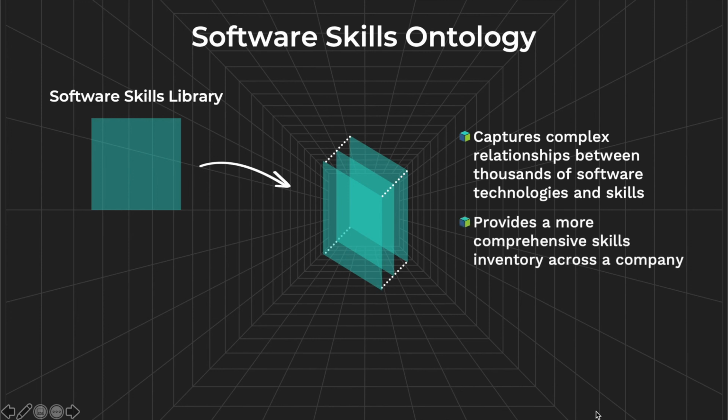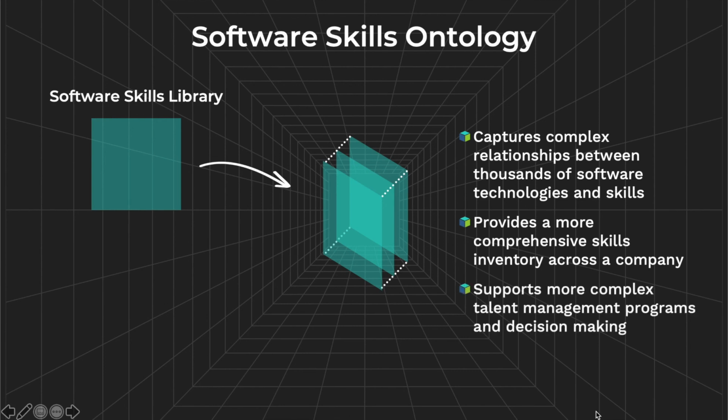It provides a more comprehensive view of skills at a company and supports more complex talent management programs like individually tailored learning and development programs and mentorship programs, and also more informed decision-making, so that if you're in the midst of a hiring freeze, we can provide a more detailed view of what skills you have available and, based on the relationships between different skills, identify opportunities for reskilling or upskilling when hiring outside people really isn't an option.